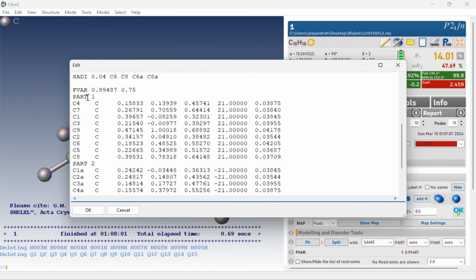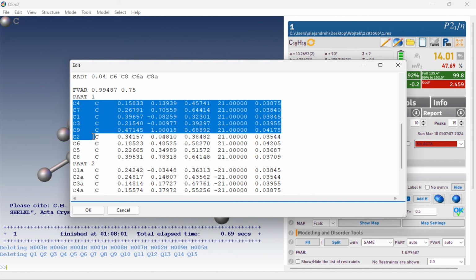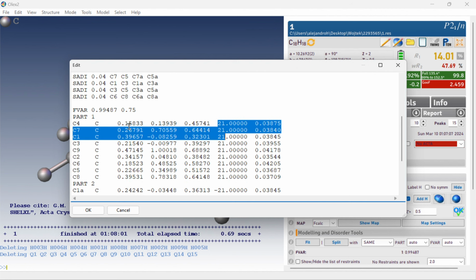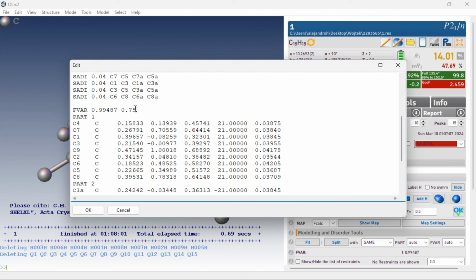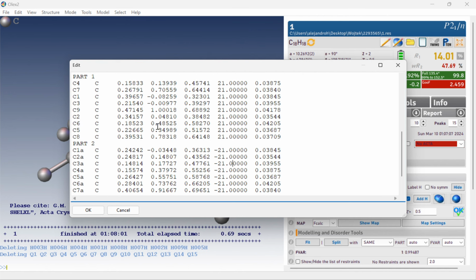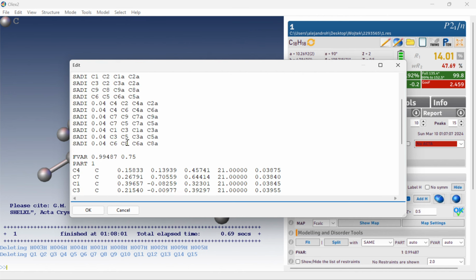So we have part 1, order of atoms is mixed, that's what OLEX just does. So we have atoms in part 1 related to the second free variable. We have a starting point 0.75, great. Part 2 is related to 1 minus second free variable. That looks great. What about the restraints?